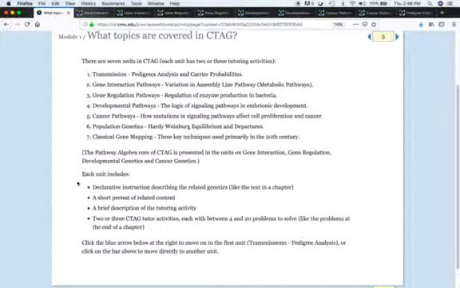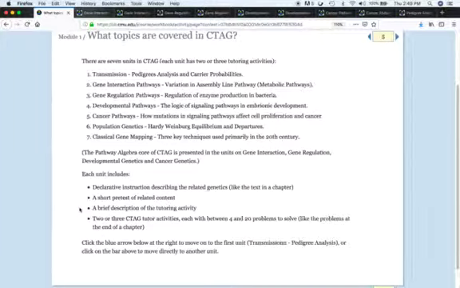So each unit consists of declarative instruction describing the related genetics like a chapter in a textbook, and then after most of these units have a pretest or quizzes. Some of them have them in a couple places, but to help us understand better what students know at different points in using the tutor.